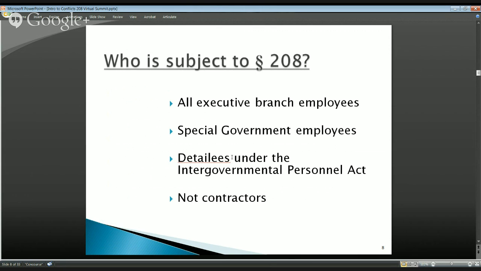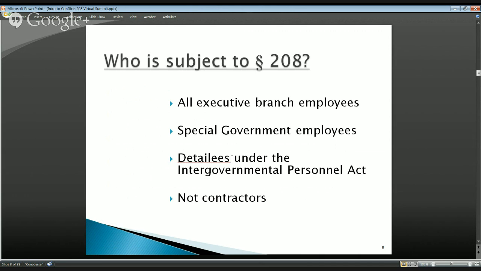Governmental Personnel Act. So if you have people detailed to your agency under the IPA, those people are subject to 18 U.S.C. Section 208. Who is not covered, Ryan? Contractors are not covered. And why do you think that is, Patrick? Because they're not federal employees? Yes, that's right.